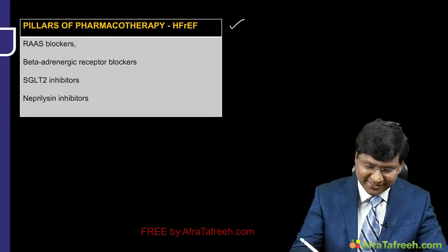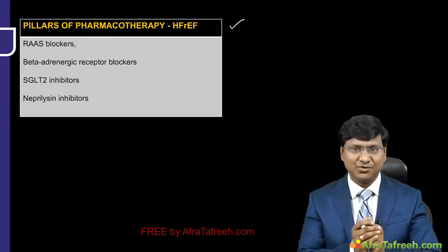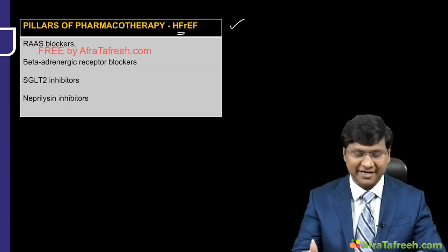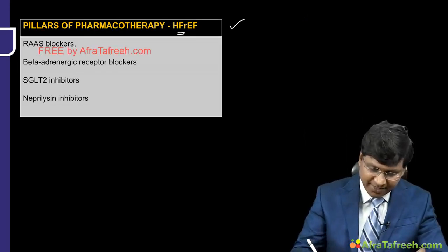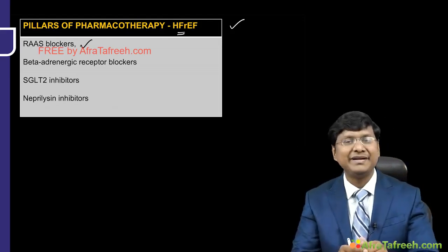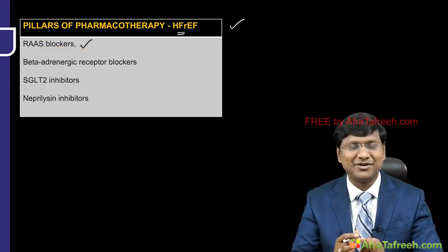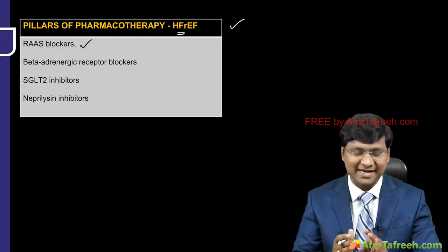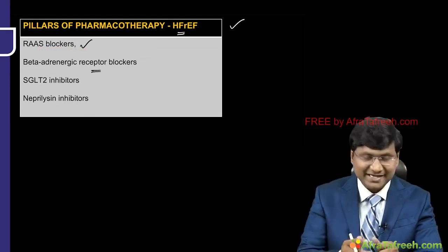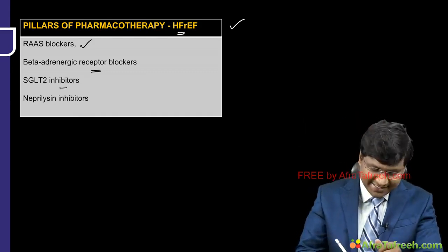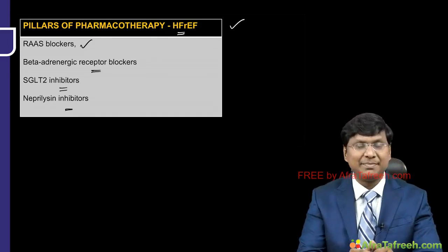So now if you take the pillars of the pharmacotherapy for heart failure with reduced ejection fraction, they include, number one, inhibitors of the RAS, that includes ACE inhibitors, angiotensin receptor blockers, then mineralocorticoid receptor antagonists. Then the beta adrenergic receptor blockers, which will block the sympathetic activity, SGLT2 inhibitors, as well as neprilysin inhibitors.